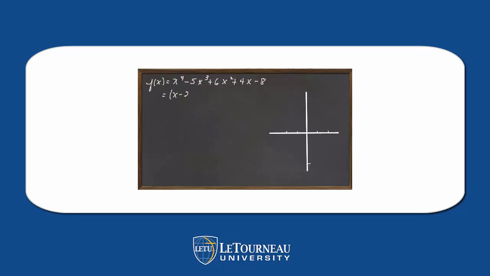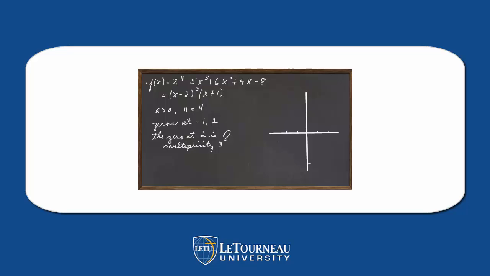Now, let's try this other one. Again, I used a calculator to factor it. And we have x minus 2 cubed times x plus 1. Again, a is greater than 0. n is equal to 4. We have a 0 at x equal to minus 1 and 2. But the 0 at 2 is of multiplicity 3.